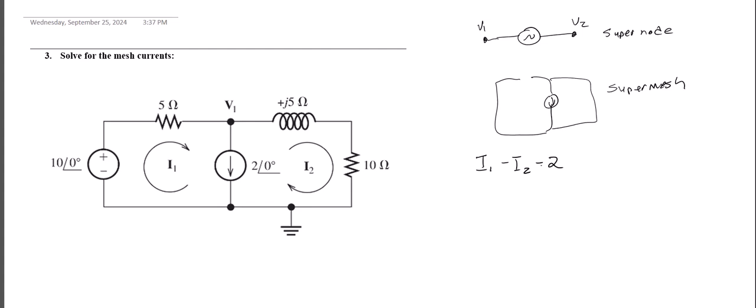And that's because the current going down this middle branch right here is I1 going in this direction and I2 going in this direction. So it's I1 minus I2, and it has to equal that current source.